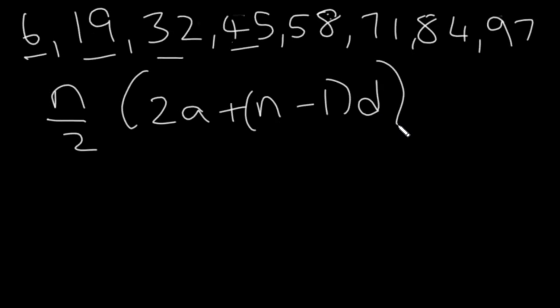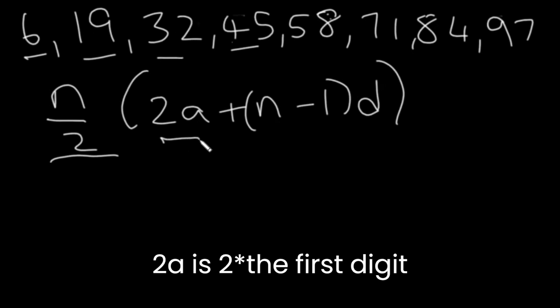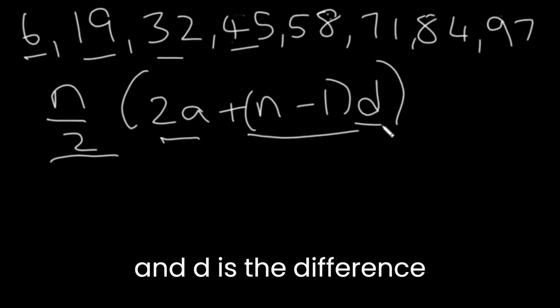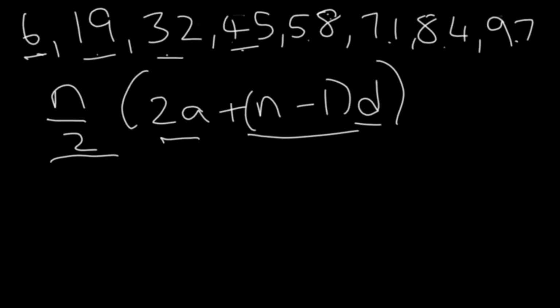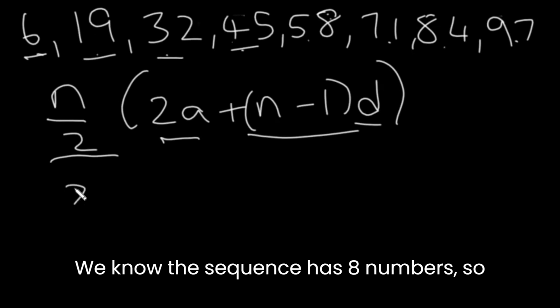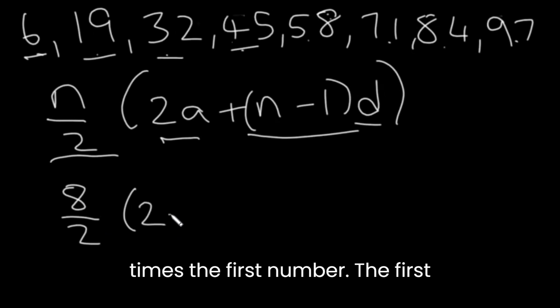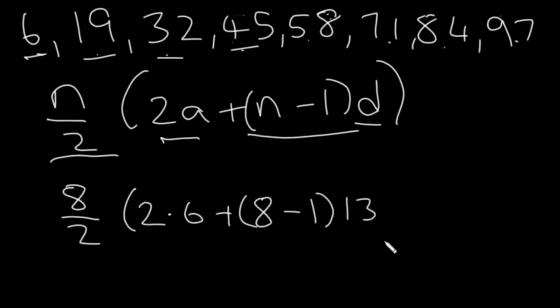Now, n divided by 2 is the number of terms in the whole sequence divided by 2. 2a is 2 times the first digit, and n minus 1 is the number of terms minus 1, and d is the difference. So let's plug all the values in. We know the sequence has 8 numbers, so we can plug in 8 over 2, then 2 times the first number, which is 6, plus n minus 1, so that's 8 minus 1, times 13.